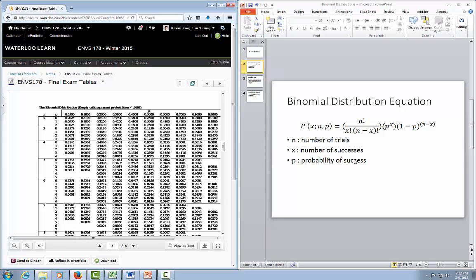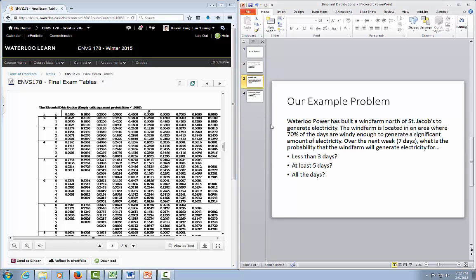The example that we will use today is as follows. Waterloo Power has built a wind farm north of St. Jacobs to generate electricity. The wind farm is located in an area where 70% of the days are windy enough to generate a significant amount of electricity. Over the next week, or 7 days, what is the probability that the wind farm will generate significant electricity for less than 3 days, at least 5 days, or all of the days?